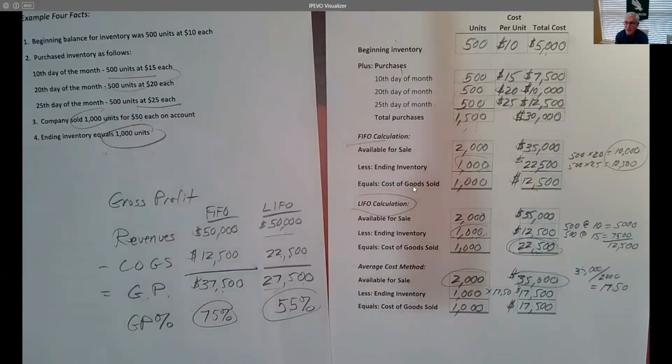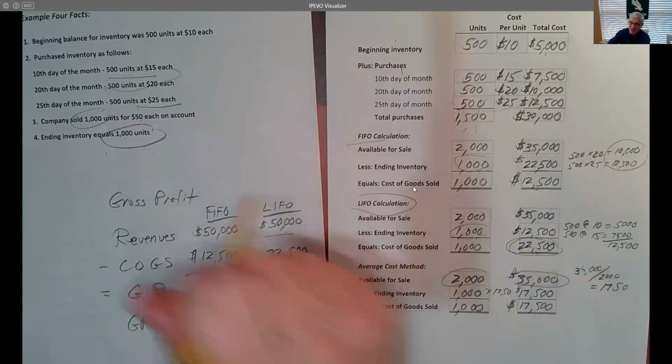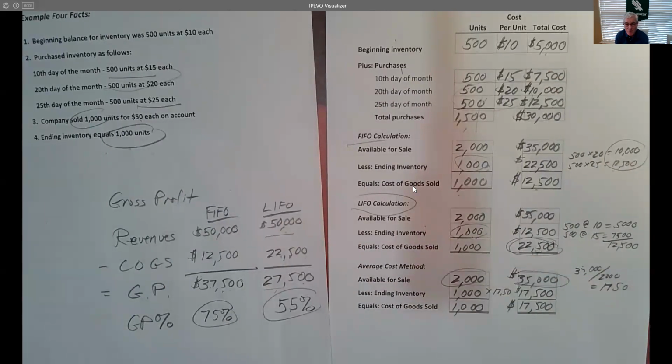So there you go, guys. That's inventory. That's chapter 6 in a nutshell. You're just going to have a multitude of multiple choice around this concept, just like this. And some available for sale calculations, some gross profit calculations. And I know you can do it. This is, to me, one of the most straightforward chapters that you'll do.